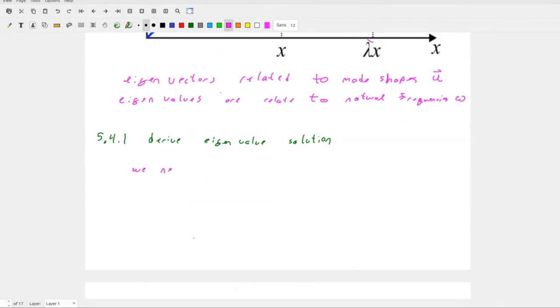So we're going to go on an adventure here. We need to find the mass normalized stiffness matrix. We'll call that K tilde.